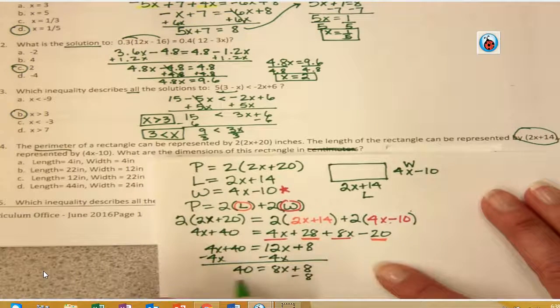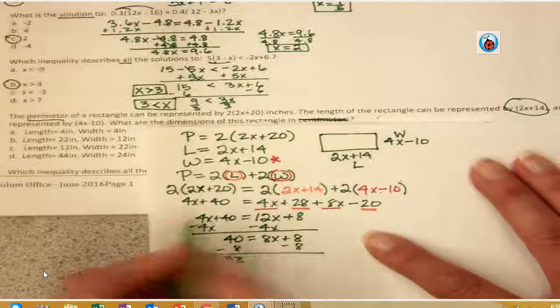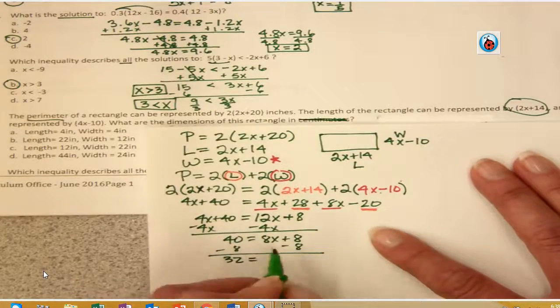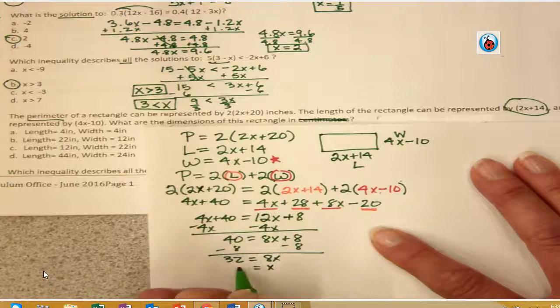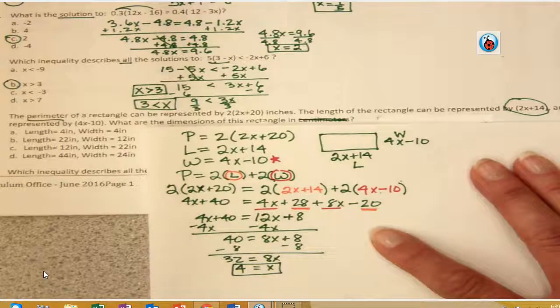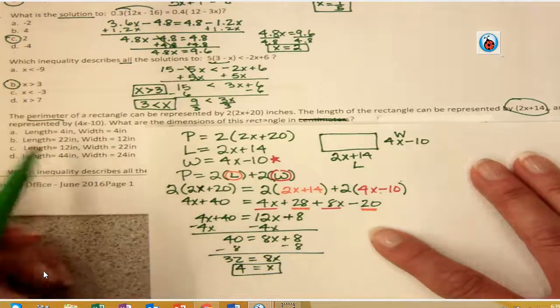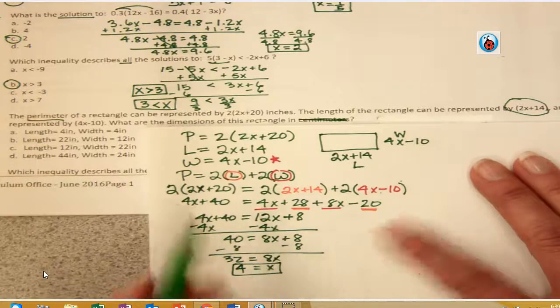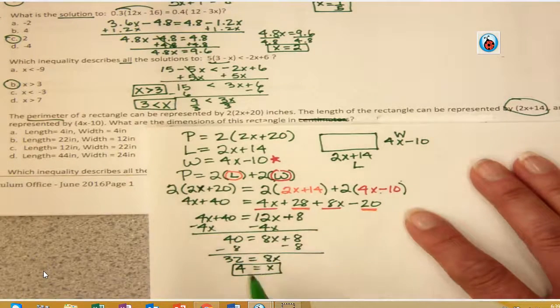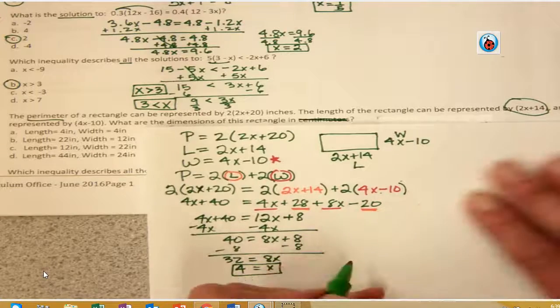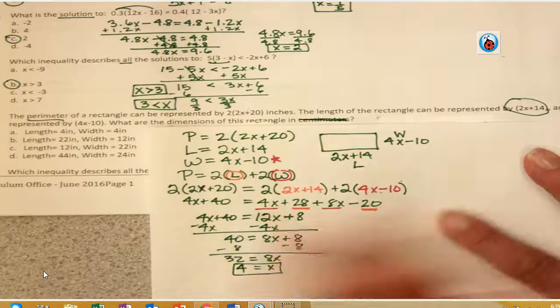Going to subtract 8. I get 32 equals 8x, x equals 4. It does not ask for me to solve for x. What it's asking for me is to solve for the length and the width. So I need to plug my x back in to these equations to solve for my length and my width.